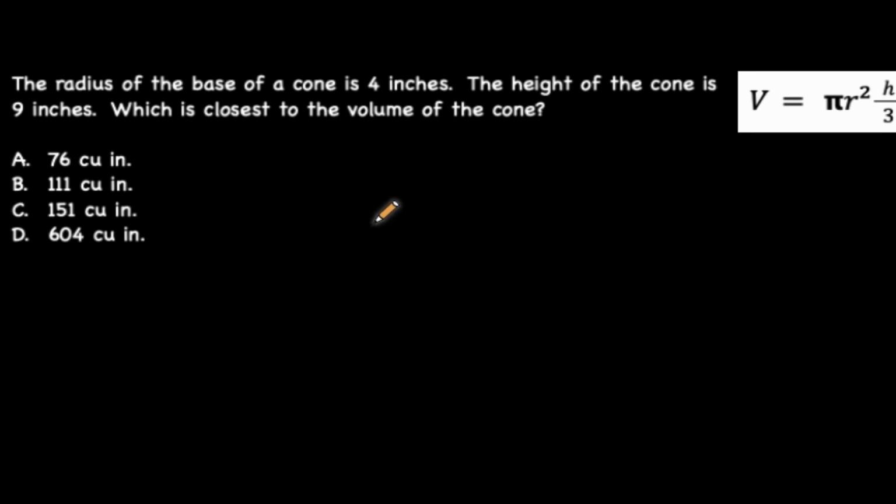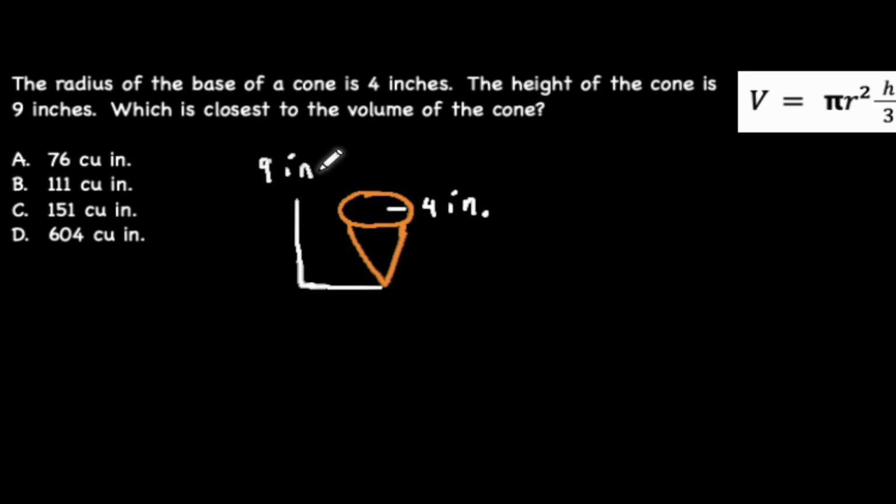All right, so let me go ahead and draw a simple cone here. It told us that the radius of the base is 4 inches, so we'll place 4 inches here. And then the height of the cone is 9 inches, so we'll place 9 here to represent the height. And we have to find out which is closest to the volume of the cone.